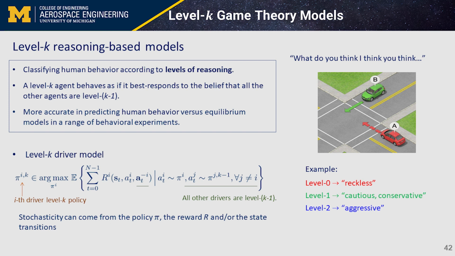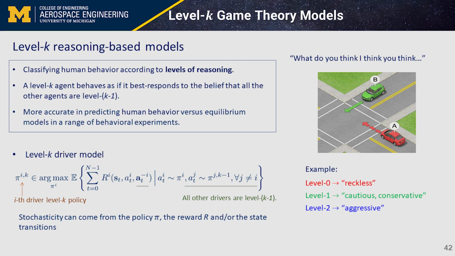A little bit about some of these modeling approaches. So the first one is the level K game theory models. The idea is that you classify human behavior according to levels of reasoning. And in terms of the driving situations, you could think about different skill levels or different aggressiveness levels of the drivers. So, for example, you could say that a level zero driver in a highway setting is a driver that doesn't change lane, and if it encounters a vehicle up front, just decelerates and follows that vehicle.